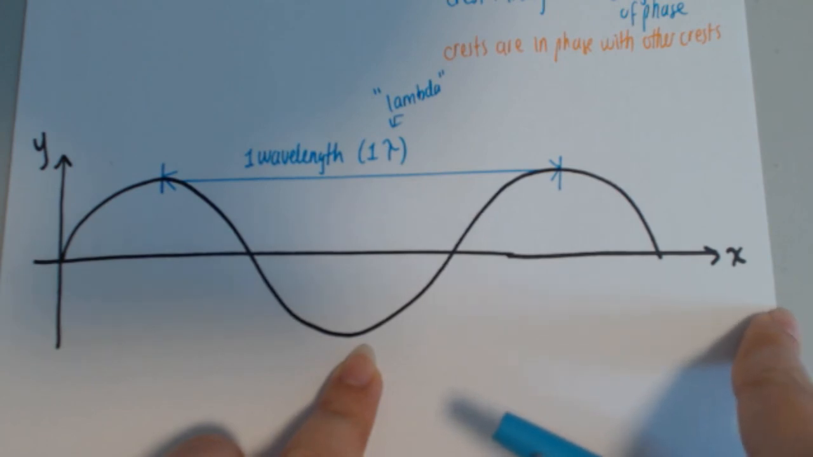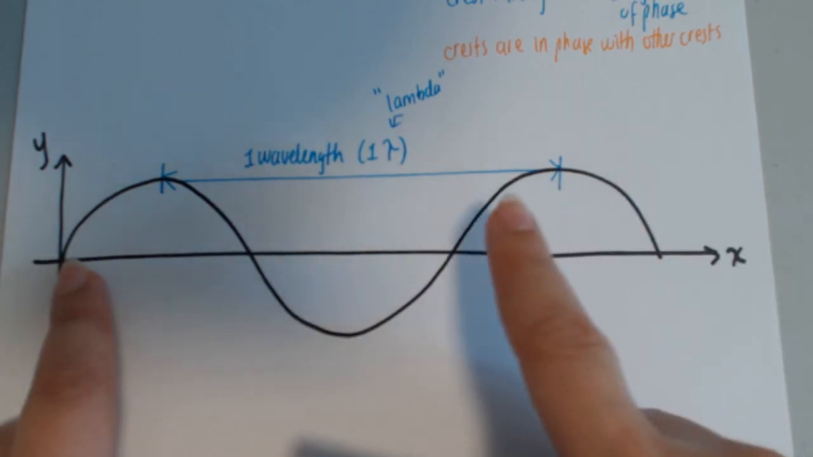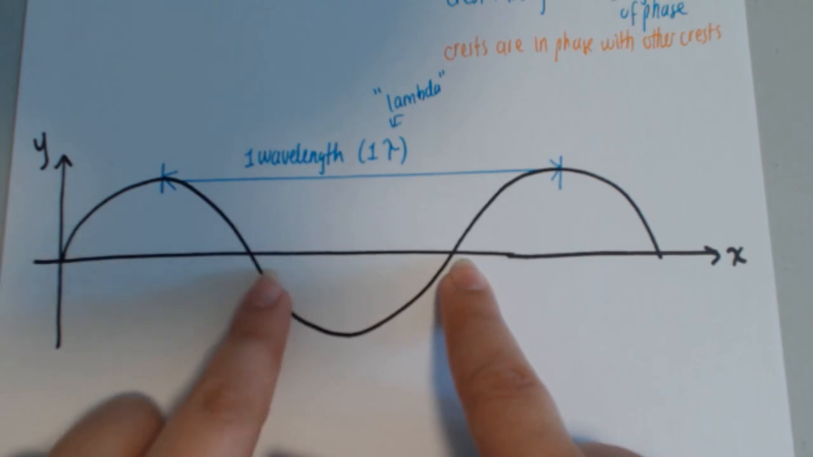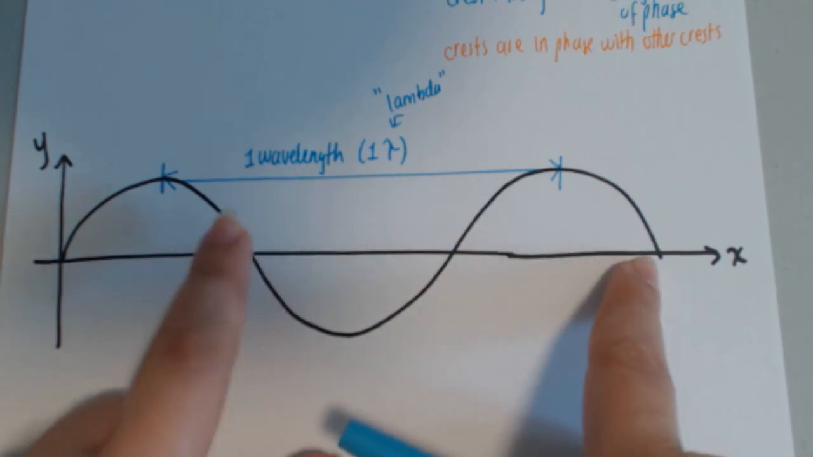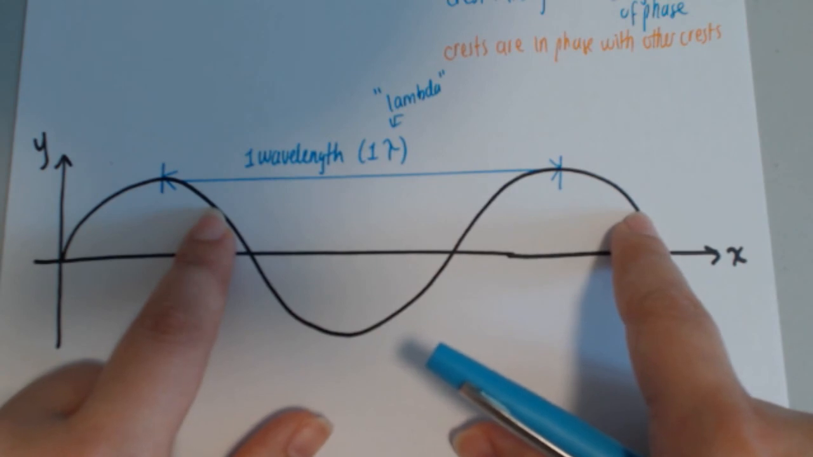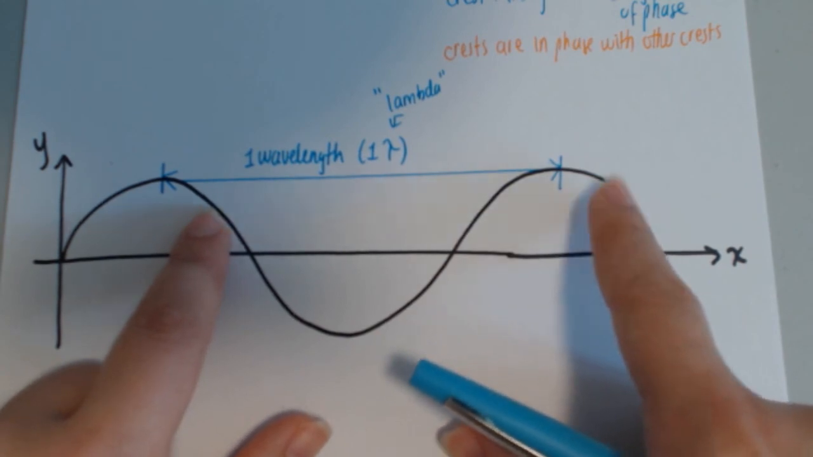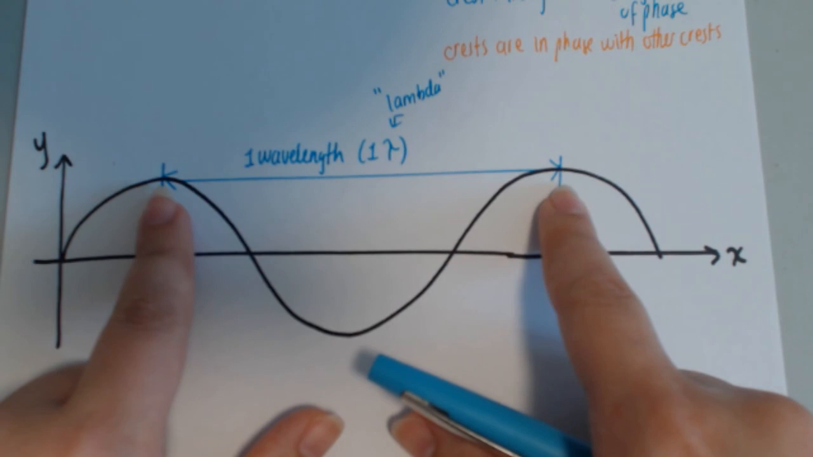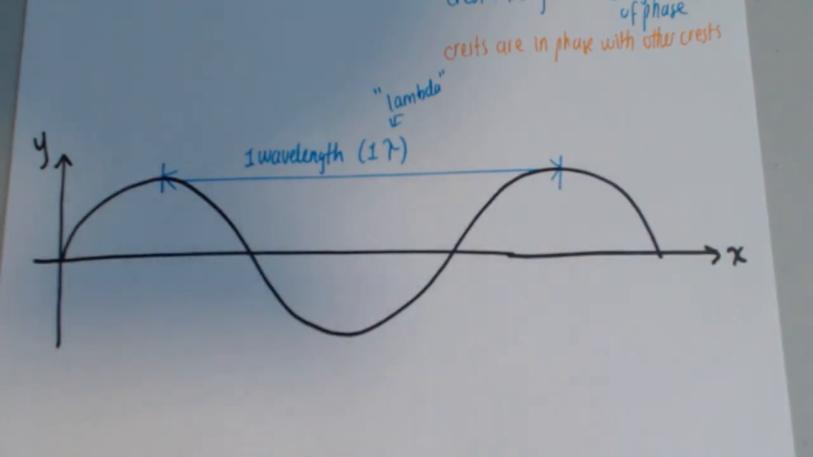I can measure it from the start of this wave to the start of this wave, the end of this wave to the end of this wave, or any point to another point exactly in phase next to it. All right, but by definition, usually we measure wavelength from crest to crest. But again, you don't have to. All right, now the slide that we were just on is starting to talk about something called displacement.